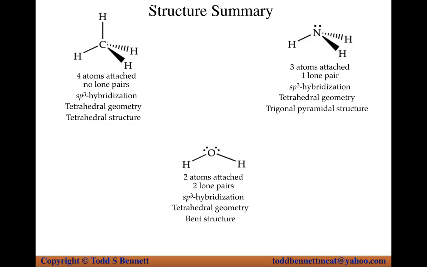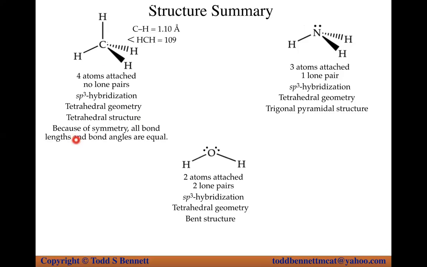That's your summary of sp3. So note the angles here are all 109.5, and all the bond lengths, because they're all carbon-hydrogen, are equal. Because of symmetry, all the bond lengths and bond angles are equal. They're all equal to 1.10 angstroms, the distance from the center of carbon to the center of H. And then the angle from H to C to H, no matter which HCH you look at, is 109.5.